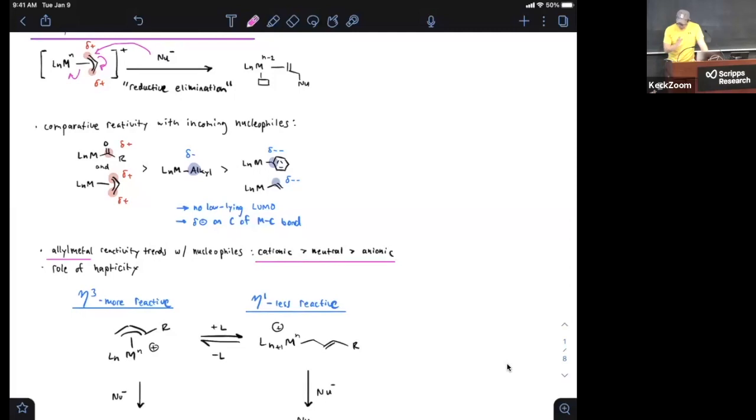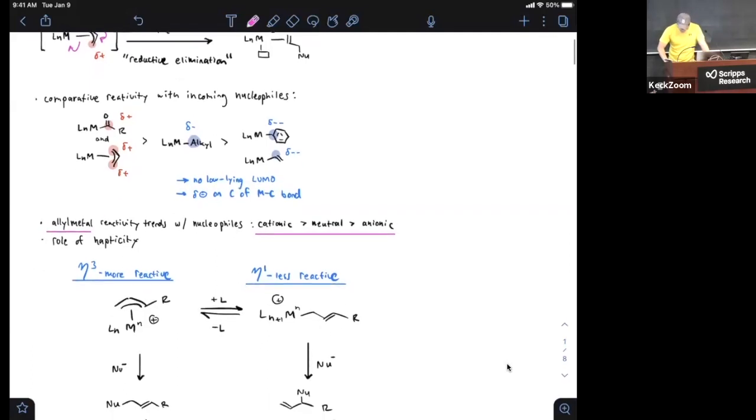We've talked about how allyl metal species and also benzyl metal species have the capacity for haptotropic shifts. They can be in an eta-3 mode. That's what's drawn so far on this page. And they can also undergo a shift to toggle to an eta-1 mode. The eta-3 mode is more reactive, more electrophilic.